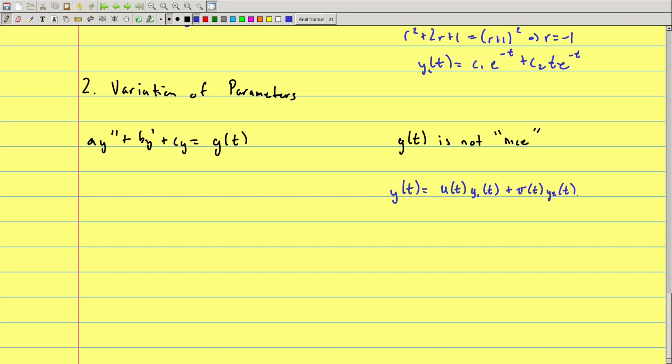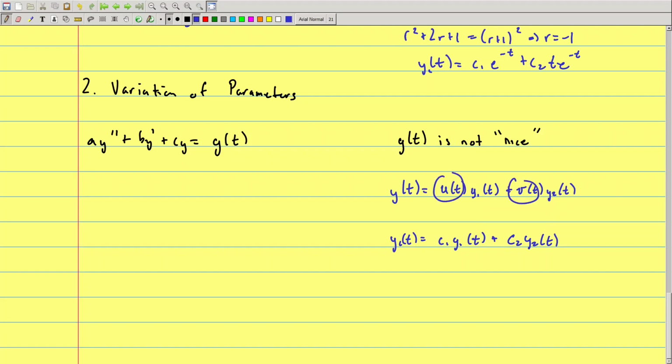Where we solve the homogeneous equation, and after solving the homogeneous equation, we come up with the functions y1 and y2 that are part of our fundamental family of solutions for this expression. And those are what get plugged into this other form here.